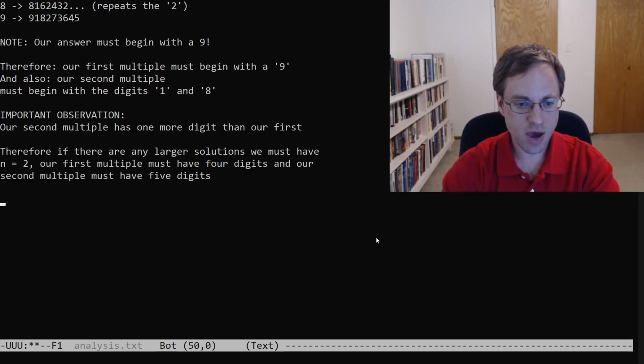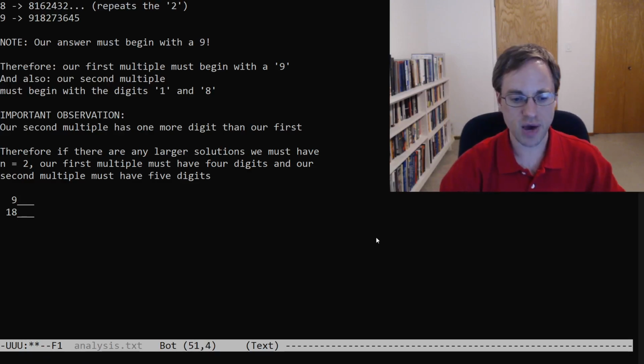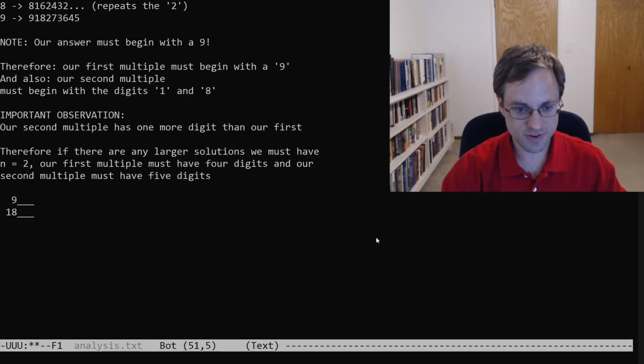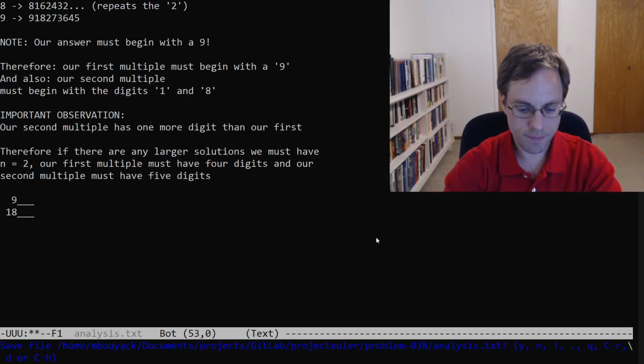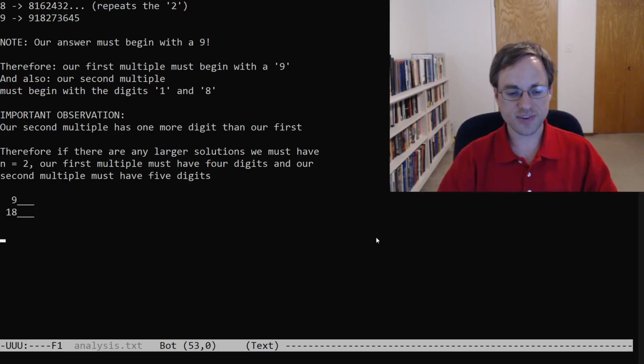Okay, so now we can start to make the outline of a solution here. We've got a 9 with 3 empty slots, and then 1 8 with 3 empty slots. And we need to figure out where the other digits might go in these positions. And to start, we can think about which digits can possibly go in the first multiple and which have to go in the second multiple.